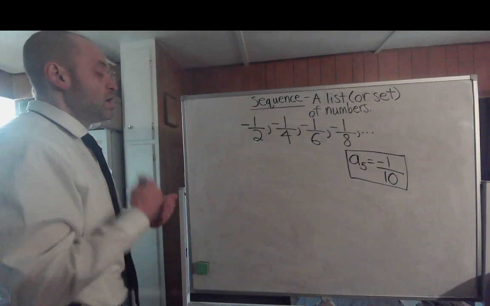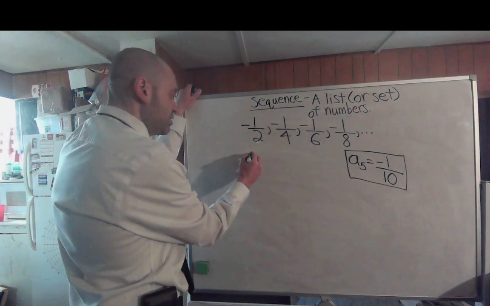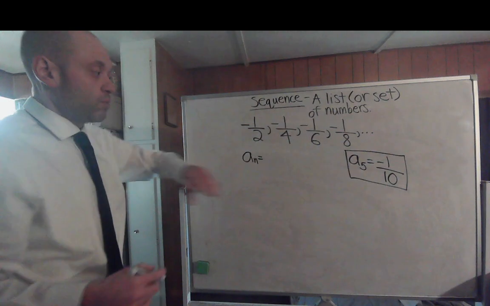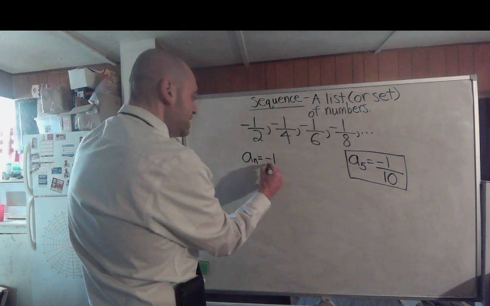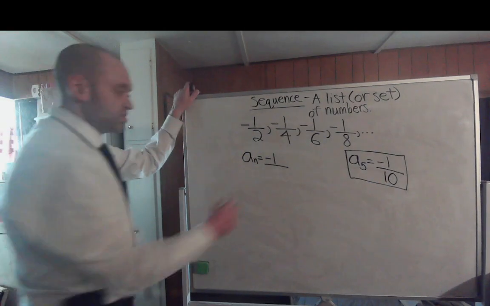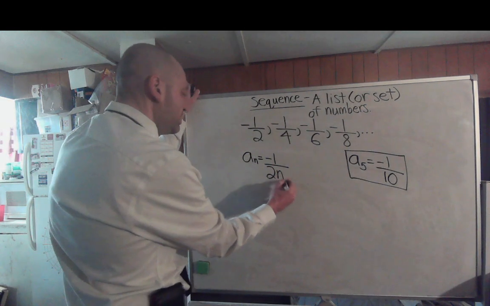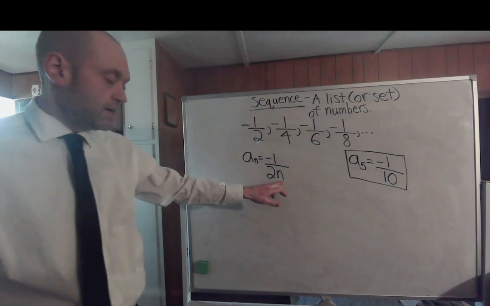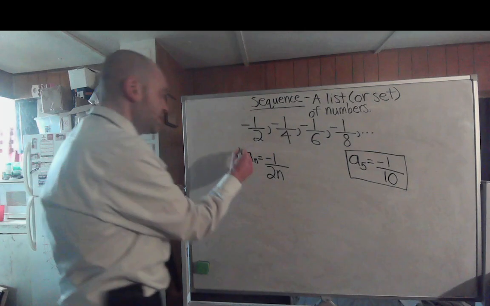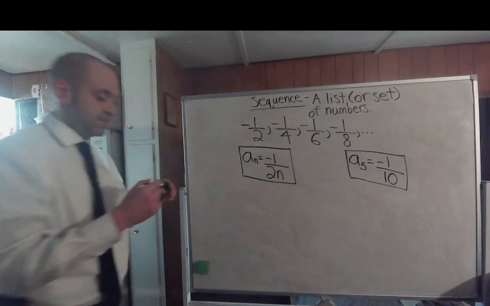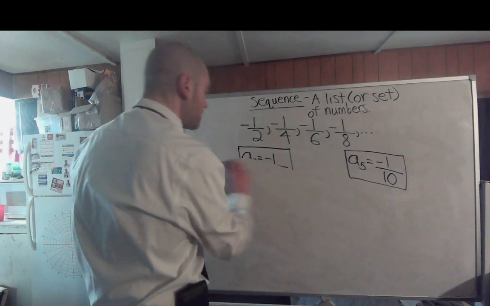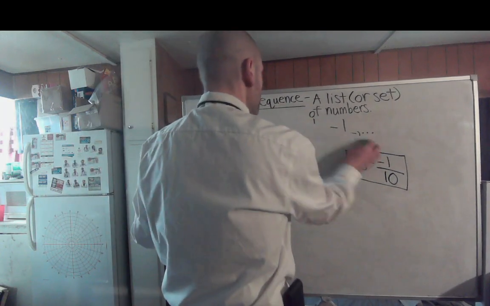Now, how can we write a formula for the sequence? So that'd be a sub n. Well, your numerator, no matter what, is negative 1, so use that. And now notice your denominator is just all multiples of 2. So that'd be negative 1 over 2n. If I put in 1, I'll get negative 1/2. If I put in 3, I'll get negative 1/6. So this formula does check out. So the formula for this sequence will be a sub n equals negative 1 over 2n. That one wasn't so bad.